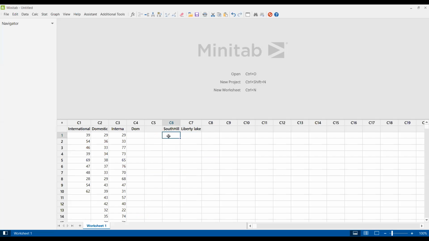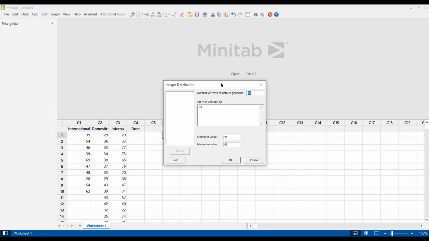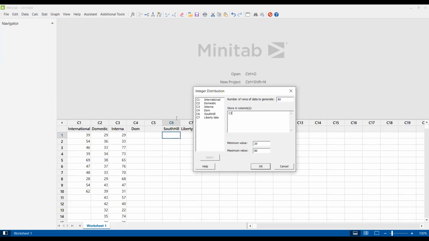Now I'm just going to use a random number generator to get the prices. I don't have time to look into Zillow, so I go under Calc and choose Random Data. I go under Integer and put it into column number 6. Okay, so let me do this for 79 entries. What is the minimum value?